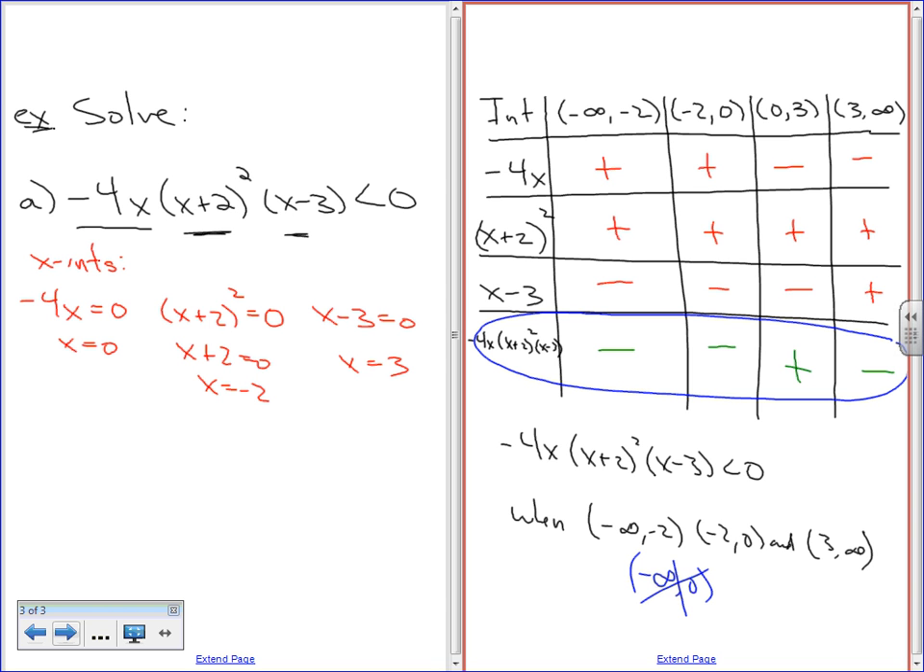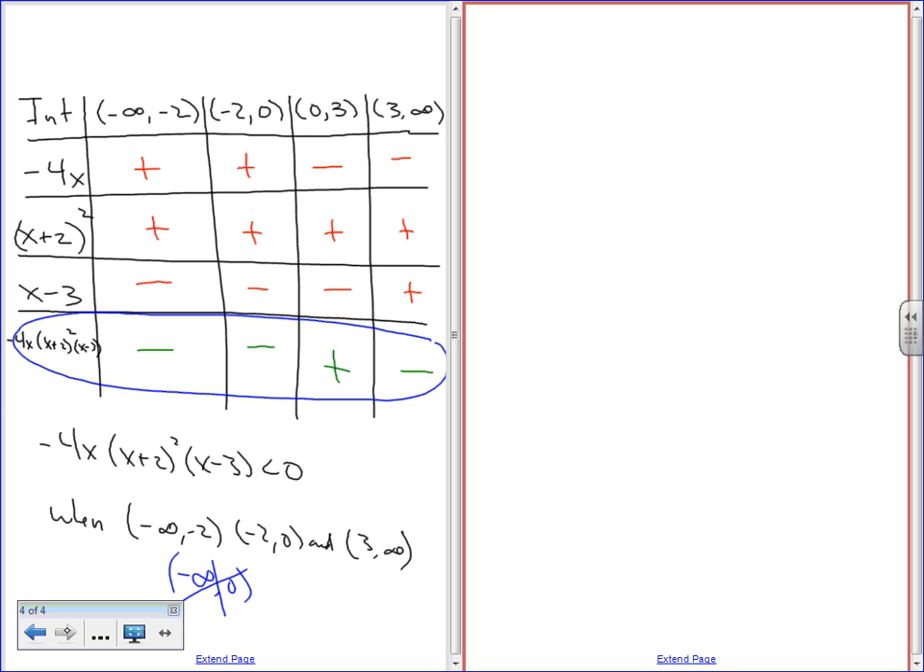Okay, so these questions become harder when the polynomial isn't given to you in factored form. The only difference is you have to put it in factored form. So let's just try one of those. And I'll throw in something different here so that you know what to do when you get a situation like this.